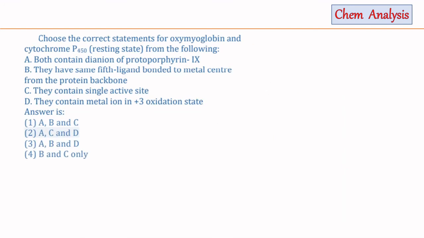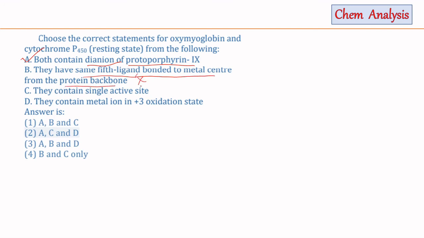This is the last question for this discussion. You have to tell about the correct statements for oxymyoglobin and cytochrome P450 in the resting state. Now in both cases the central metal center is iron and it is attached to protoporphyrin dianion. That means the first option is correct, and in the second option it is given that the fifth ligand bonded to the metal center is the same for both the complexes.